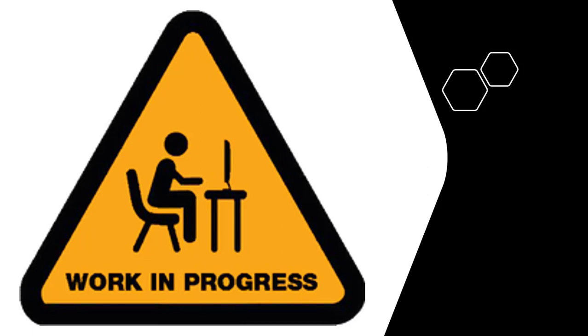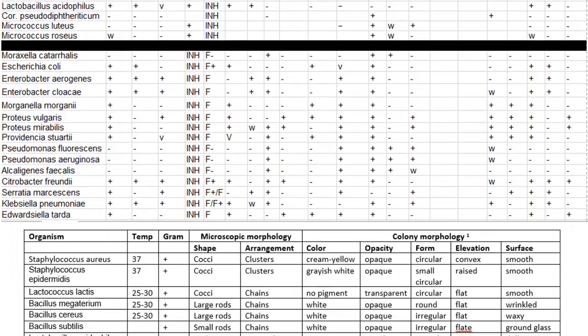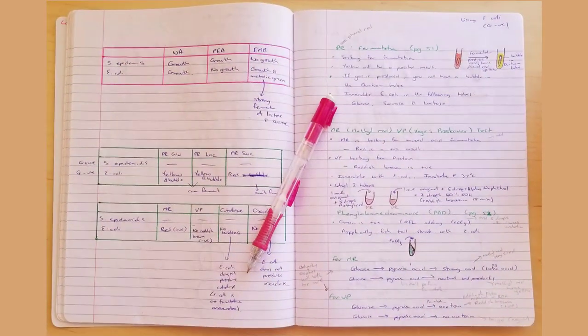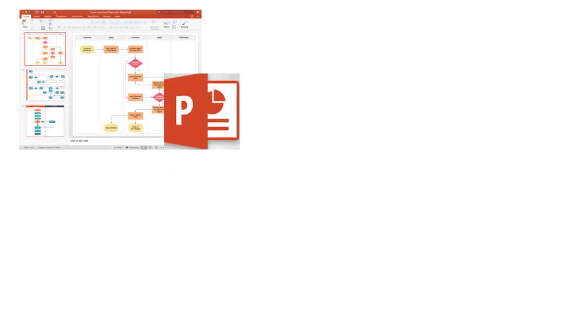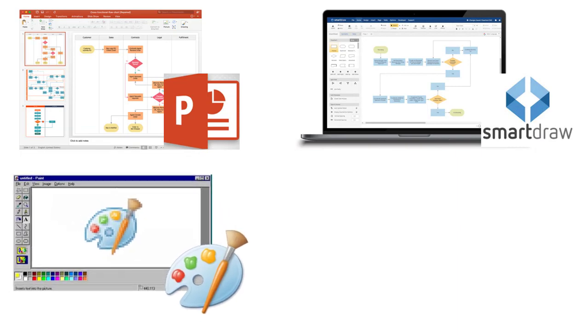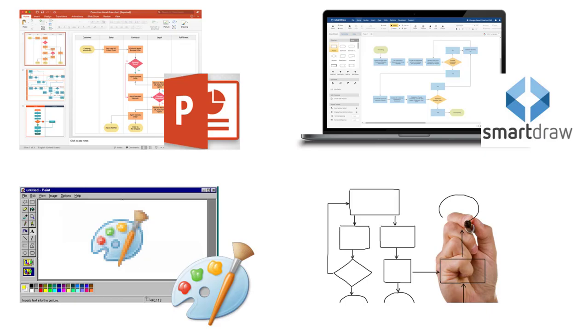In order to prepare your flowchart, you will need to keep your bacterial identification chart and colony morphology chart on hand. You will also need the results you get from the biochemical tests you perform. So make sure you keep your lab notebook up to date and record your results accurately. For the purpose of this tutorial, PowerPoint was used to construct the flowchart, but you're welcome to use other software programs you may be familiar with, such as SmartDraw or Paint. If you prefer, you may also construct your flowchart by hand.